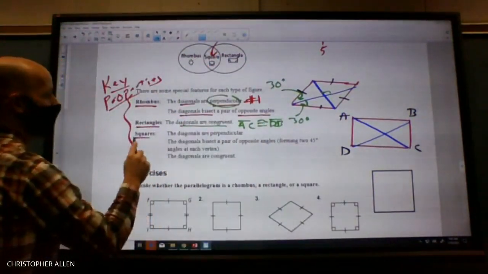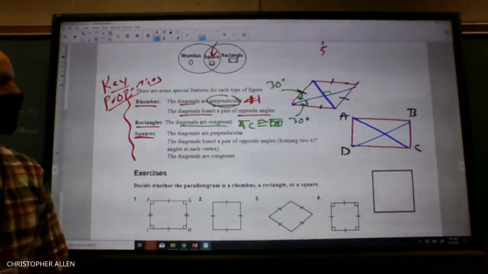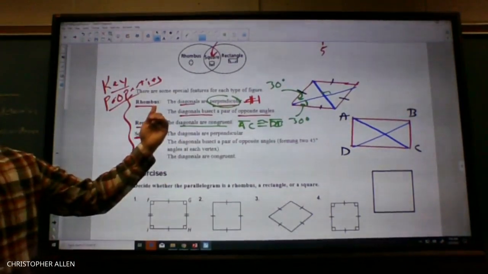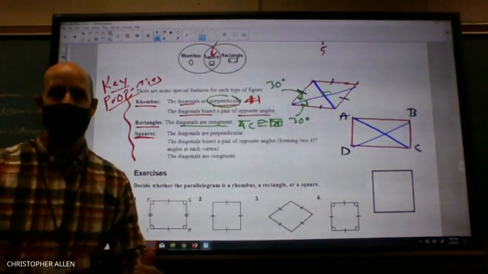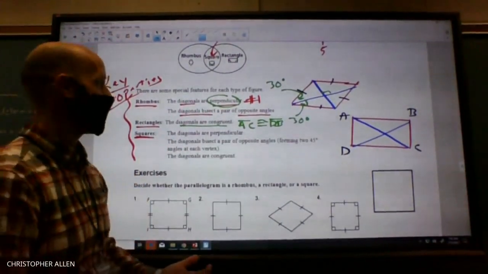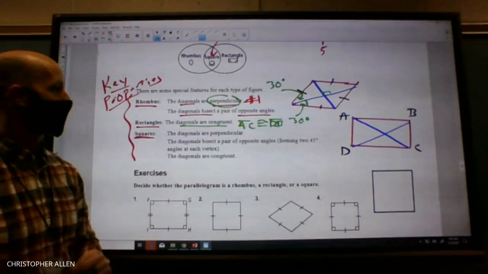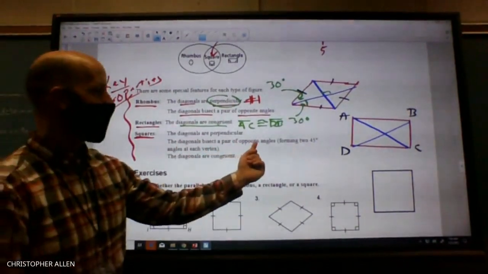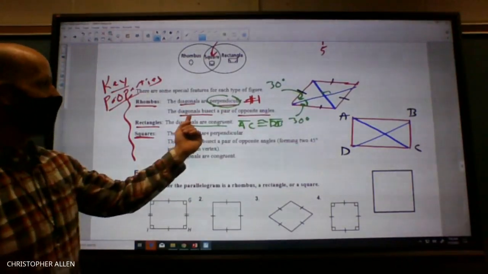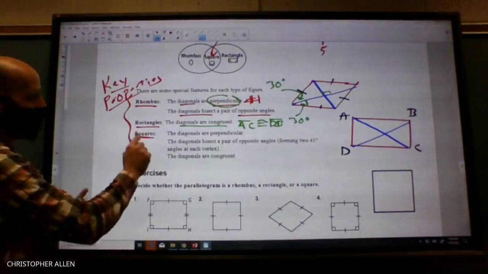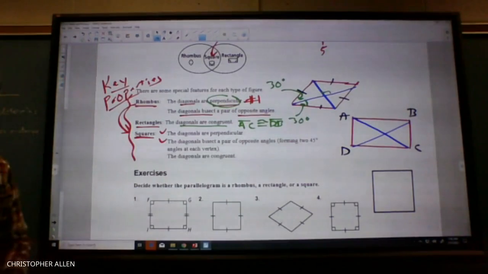All right, and now let's talk about squares. The diagonals have to be perpendicular. You might say, wait a minute, Mr. Allen, we said that was about a rhombus. Well, guess what a square is? A rhombus. And since a square is a rhombus, then that means it has to have all the properties of a rhombus. The diagonals bisect a pair of opposite angles. Wait a minute, we just said that about a rhombus as well. Well, we already established that a square is a rhombus. So all of the properties of a rhombus apply to the square.